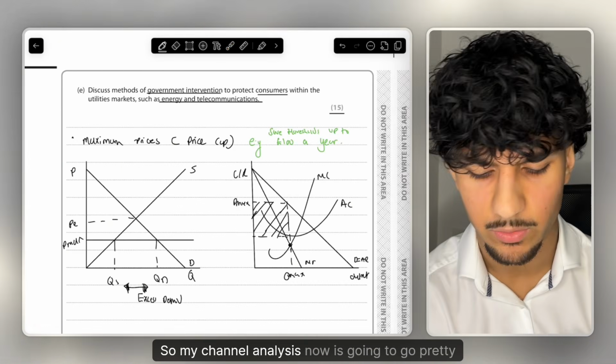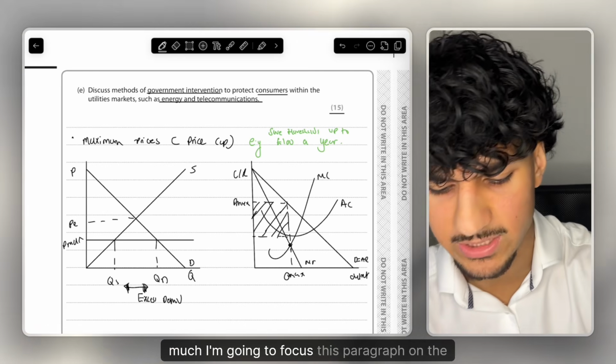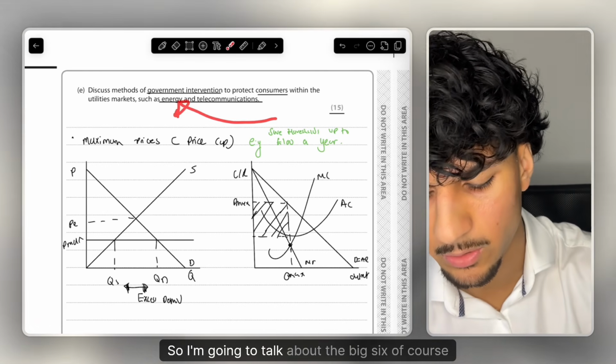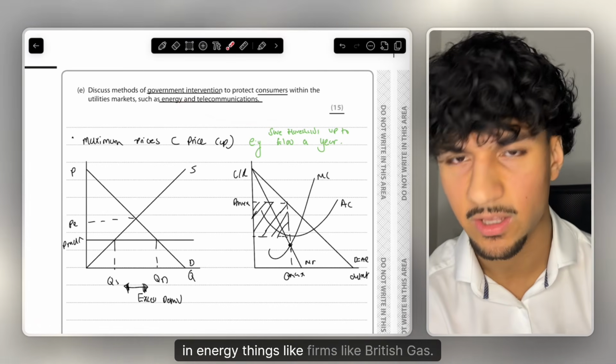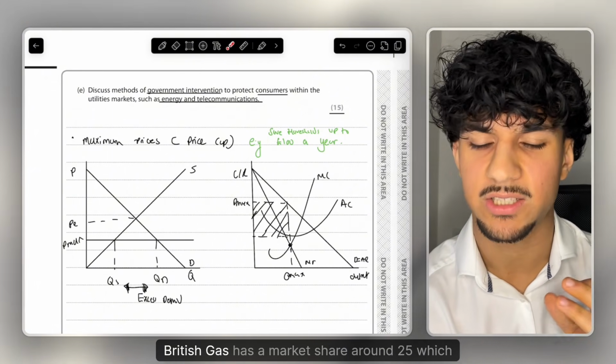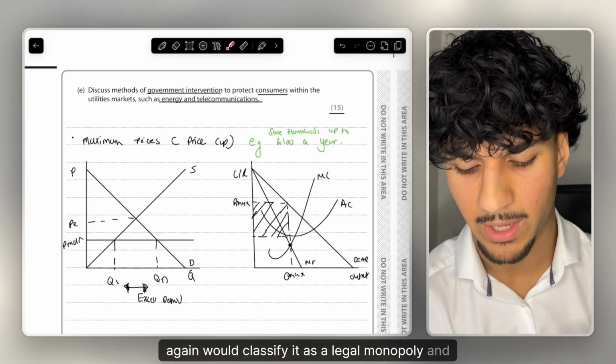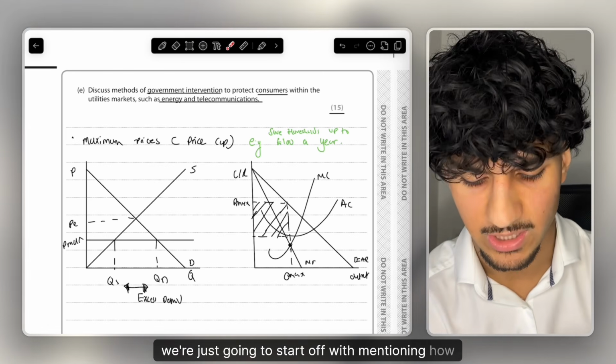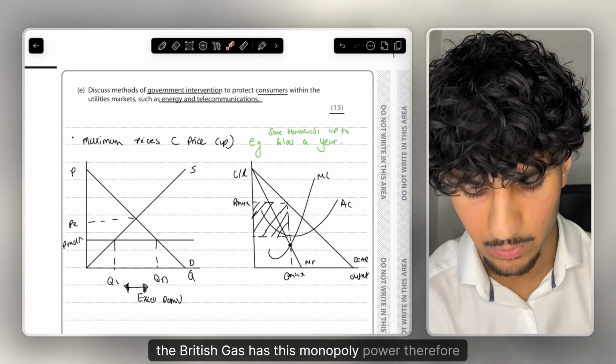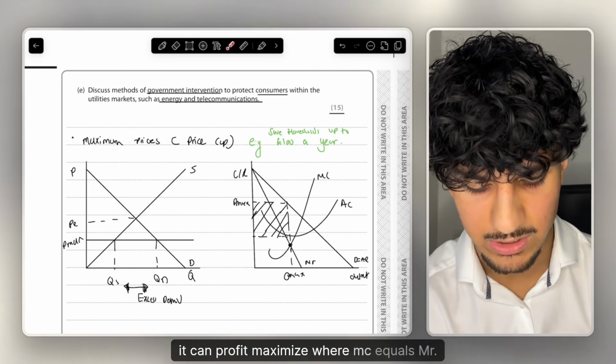So my chain of analysis now is going to go pretty much, I'm going to focus this paragraph on the energy market. So I'm going to talk about the big six, of course, in energy, firms like British Gas. British Gas has a market share of around 25%, which again would classify it as a legal monopoly. I'm just going to start off with mentioning how British Gas has this monopoly power, therefore it can profit maximize where MC equals MR.